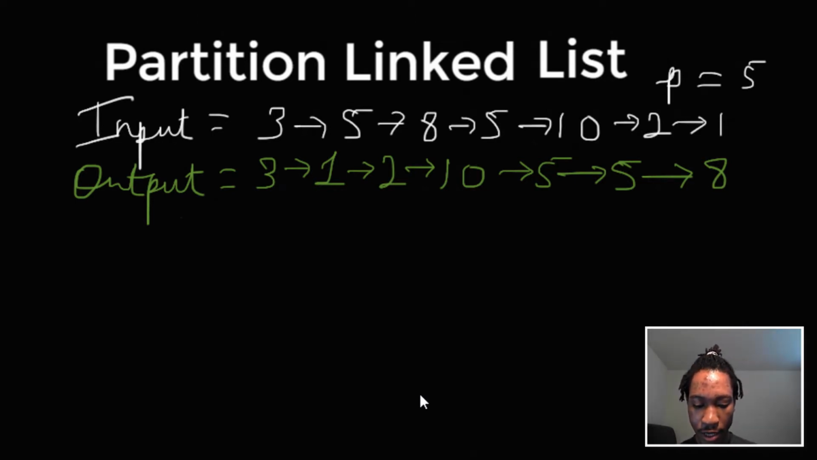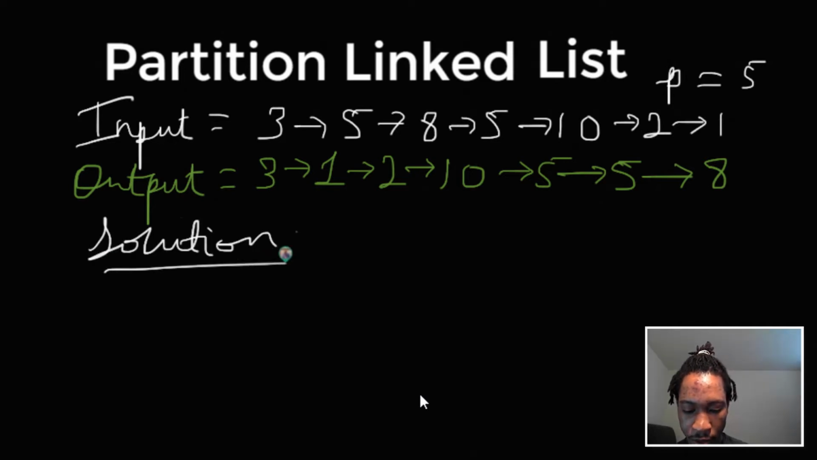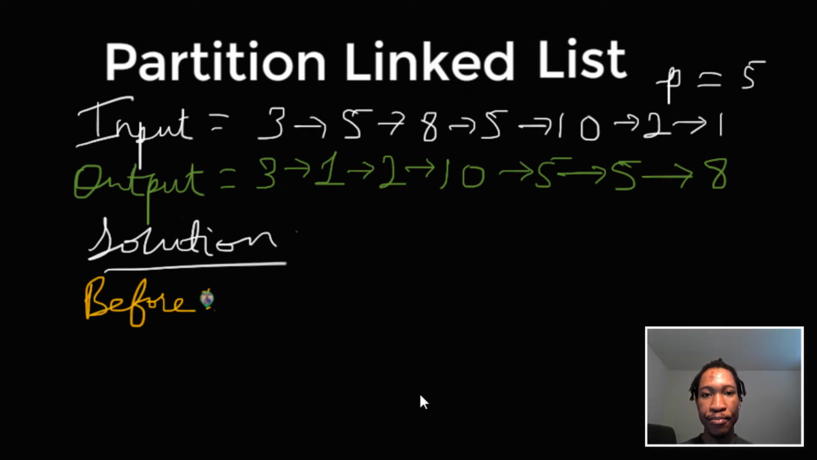So I'm going to write the solution. We're going to have two linked lists. One for before, I'm going to put it in yellow. I'm going to call it before, and it just stores nodes less than the pivot value. And then another linked list for after, and this one just stores nodes greater than or equal to our pivot value.